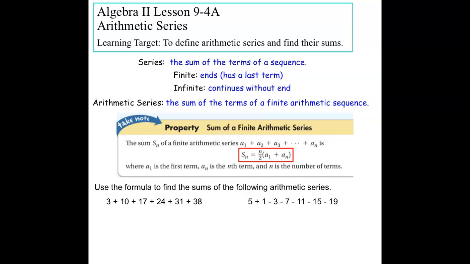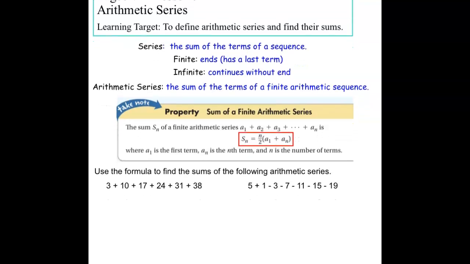Welcome back. Today we're going to start talking about something called a series. And just like we had arithmetic and geometric sequences, we have arithmetic and geometric series. Our goal today is to define what an arithmetic series is and to help find the sums of them.